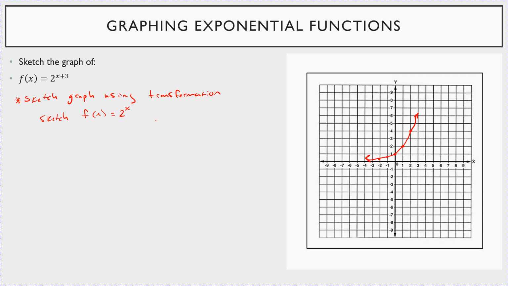Not my best drawing, but you get the idea. Now this one, 2 to the x plus 3. What does this plus 3 do up here? If you remember from transformations of functions, this plus 3 moves it in the opposite way you would think. So it's going to take this graph and shift it to the left 3 spaces.